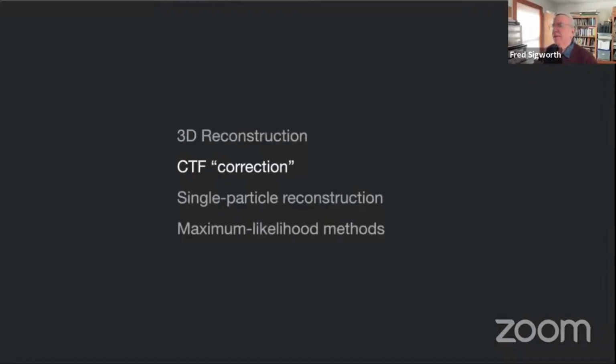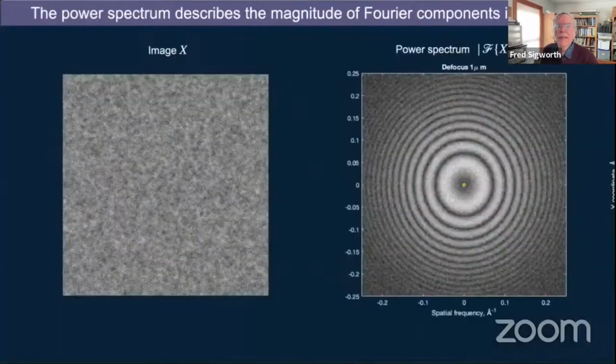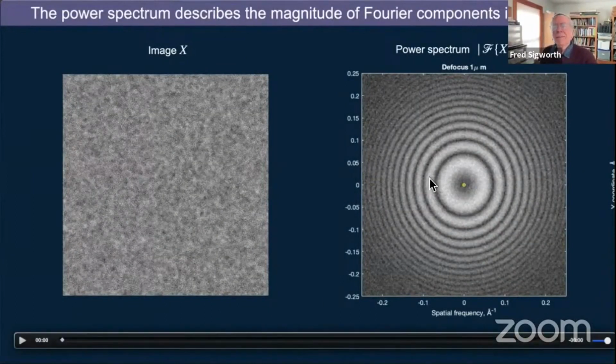Okay, so we know in principle how to do 3D reconstruction from projection images like what we get in the electron microscope. But the next issue I want to talk about is how we deal with this horrendous contrast transfer function. When you're tuning up the microscope or having a first look at your specimen, you often take a power spectrum of your image. The power spectrum just tells you the magnitude squared of the Fourier components in this Fourier plane.